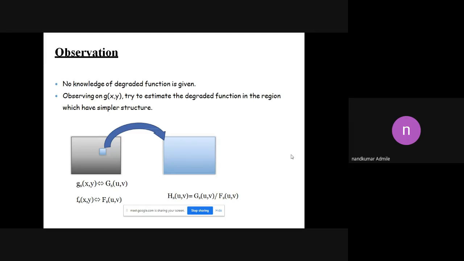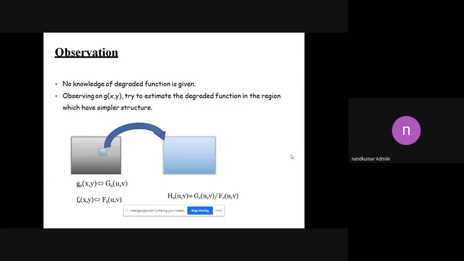Okay, so now everyone listen carefully. These three techniques are too important: how we can estimate, how we can define the degradation function. To remove the noise or to define the degradation model, these three techniques are too important. The first technique is estimation of a degradation model by observation.